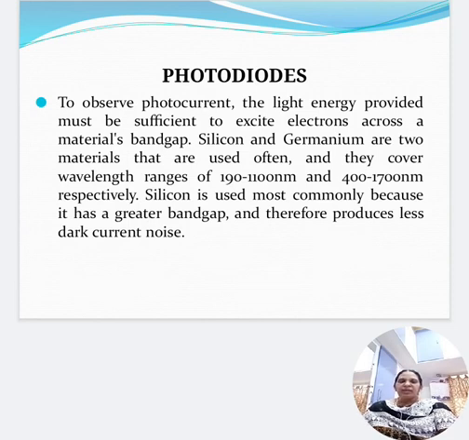Silicon and germanium are the two materials that are used often. They cover the wavelength ranges of 190 to 1100 nanometers and 400 to 1700 nanometers respectively. We can use either silicon or germanium. They are the semiconductor materials. As it is a semiconductor diode, we are going to use either silicon or germanium, which covers a wavelength range of 190 to 1100 nanometers when we use silicon, and when we use germanium, its wavelength range is 400 to 1700 nanometers. Silicon is used most commonly because it has a greater band gap. Silicon has a greater band gap and therefore produces less dark current noise.